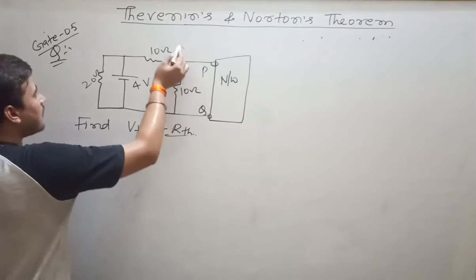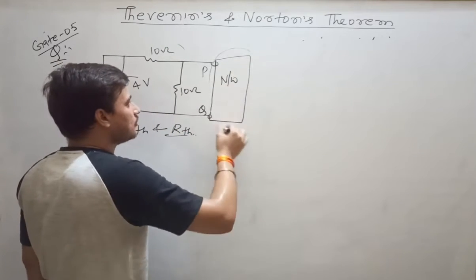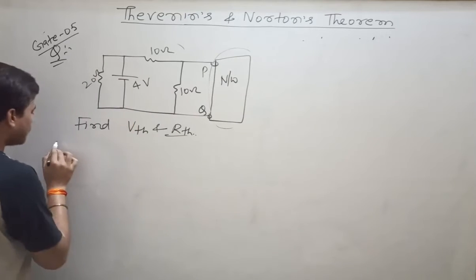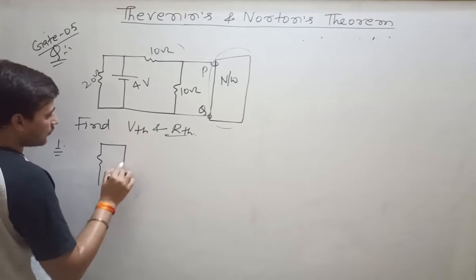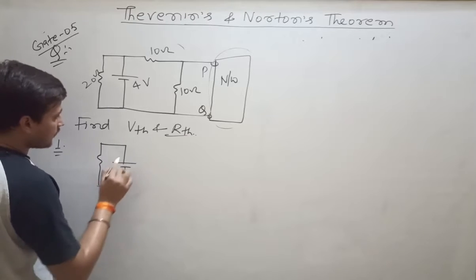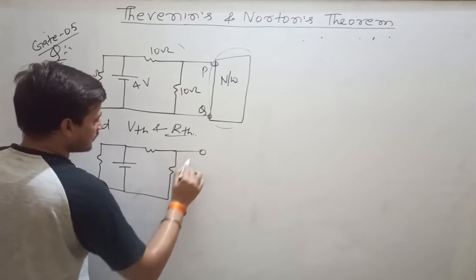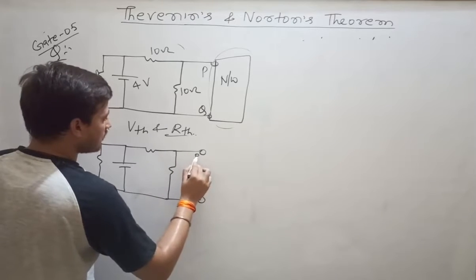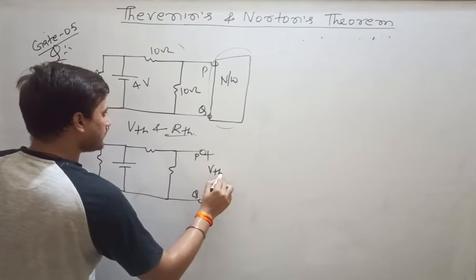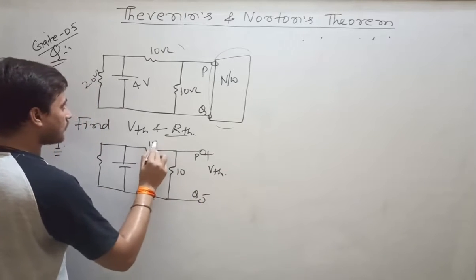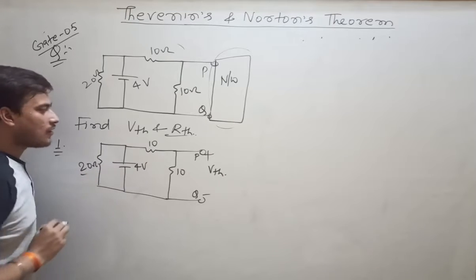So let us see how to find. See, this is the linear active bilateral network. This is the load. So what is the first step? First step, we have to remove the load. So I am removing the load and drawing the circuit. The circuit will be like this one, P, Q. Voltage across this terminal will be VTH. This is 10 ohm, 4 volt. This is 20 ohm.